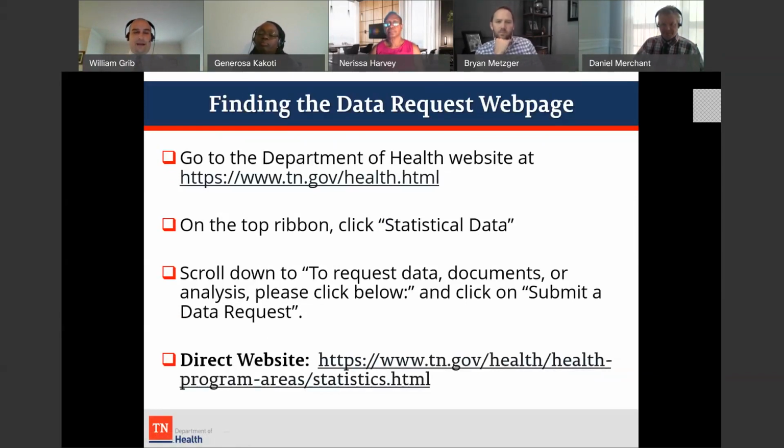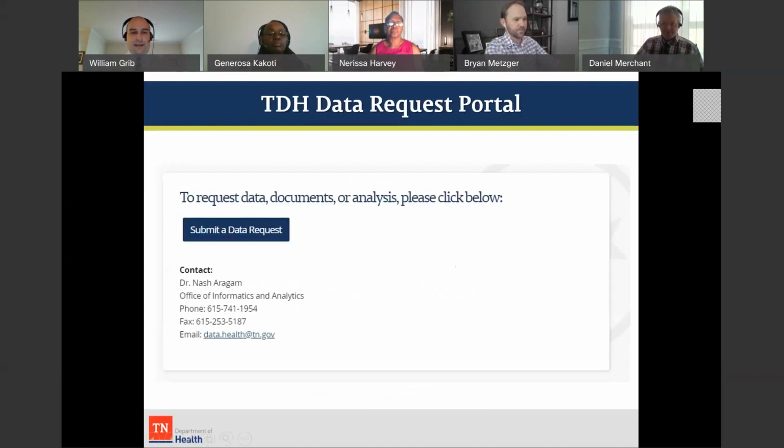Following that, you would just need to scroll down to the button that says submit a data request. And the link here is the direct passage to the website. This here is what the data request submission button would look like once you arrive at the web page.